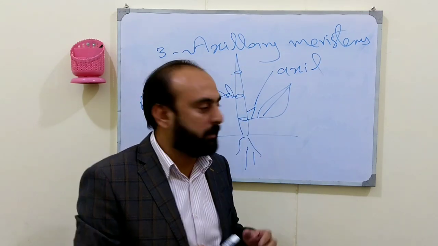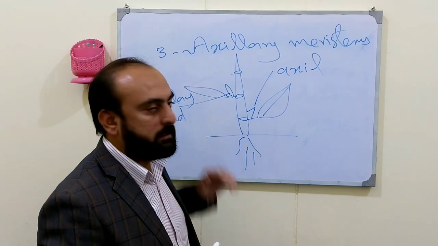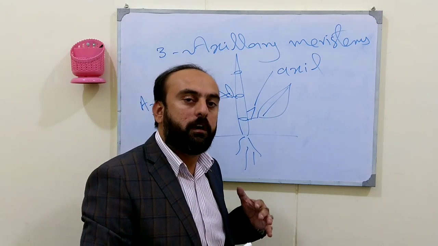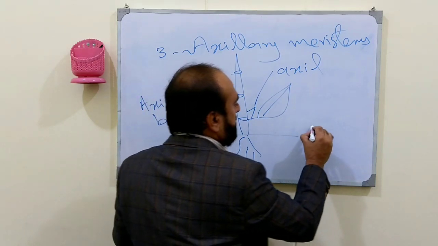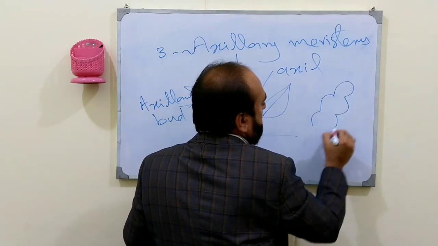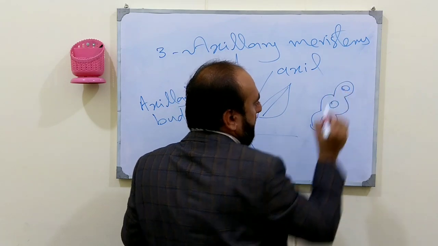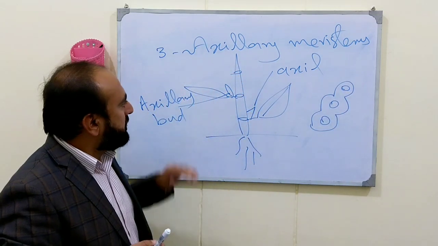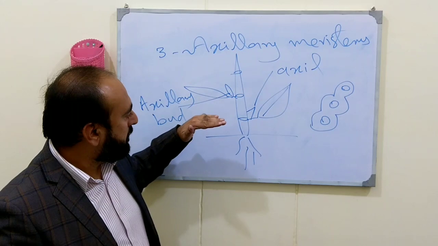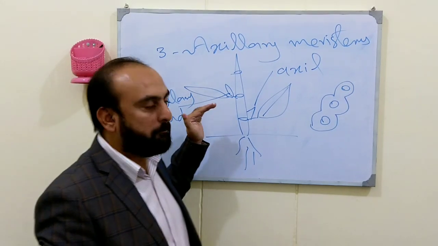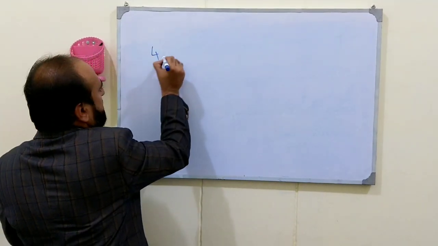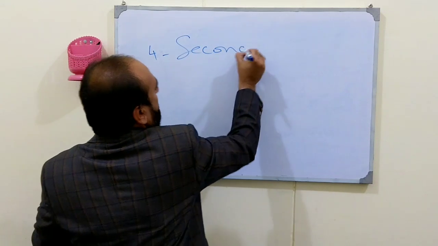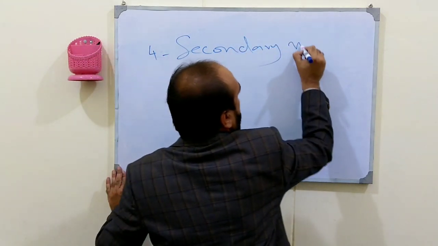For example, in soybean, these buds develop into flowers which are, after fertilization, become pods containing seed. So axillary meristems are responsible for the development of buds that develop into branches and flowers. This type of meristematic tissues is secondary meristem.